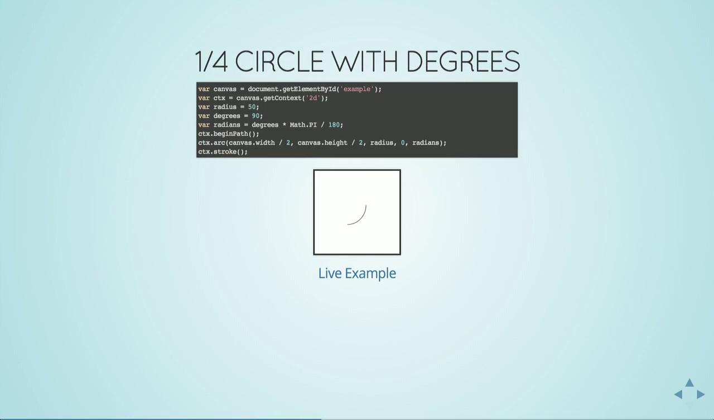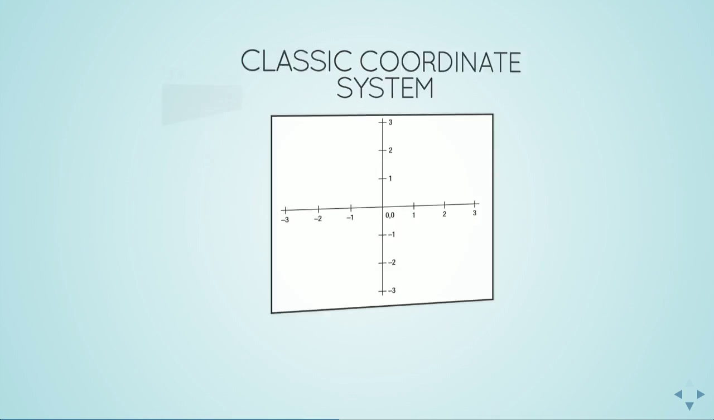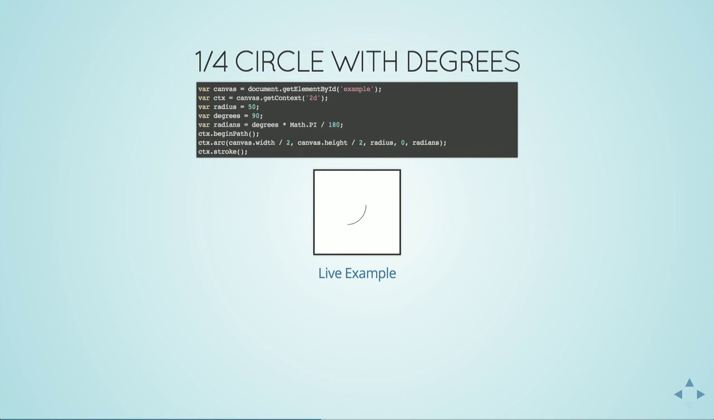Fourth circle, 90 degrees. And the same code. Radius is just pixels. Yeah, 50.